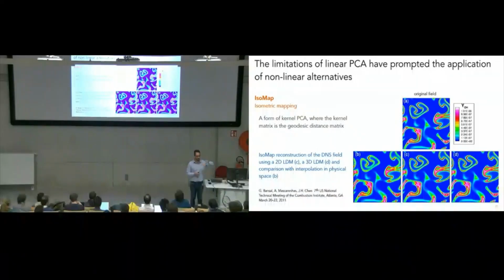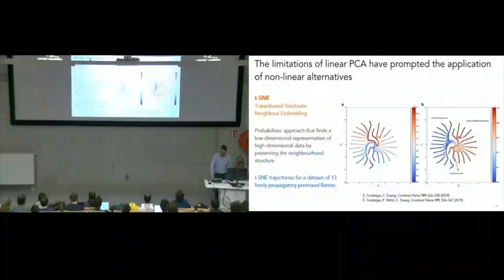The other problem here is that you have to build a graph to find the shortest path between two points. This path search can be very, very expensive. This is also why this approach is limited in use for data sets which are very, very large, like in combustion. Another approach which is similar to that is t-SNE, the t-distributed stochastic neighbor embedding. It's very similar to isomap, but it's a probabilistic version of that.